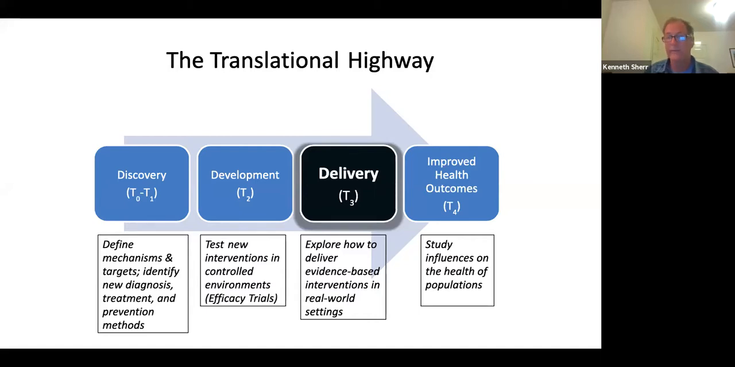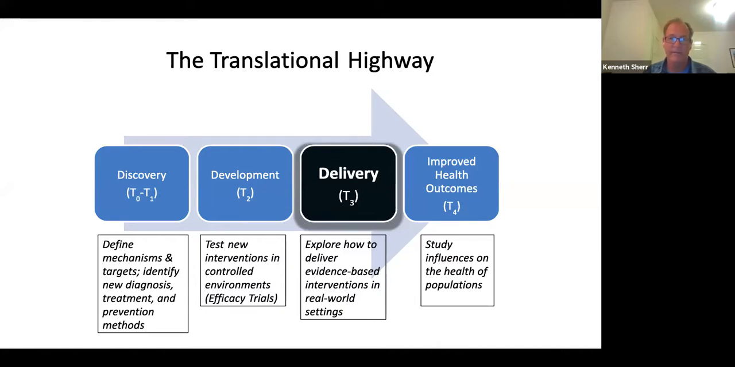And then emerging from these efficacy trials, we get to the complicated black box of delivery, or that third step of translation. And this is where largely we're going to situate implementation science, where we're exploring how to deliver evidence-based interventions in real-world settings across multiple contexts in order to then improve health outcomes.